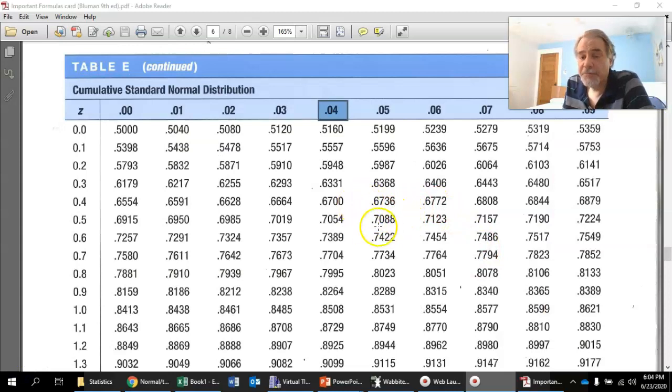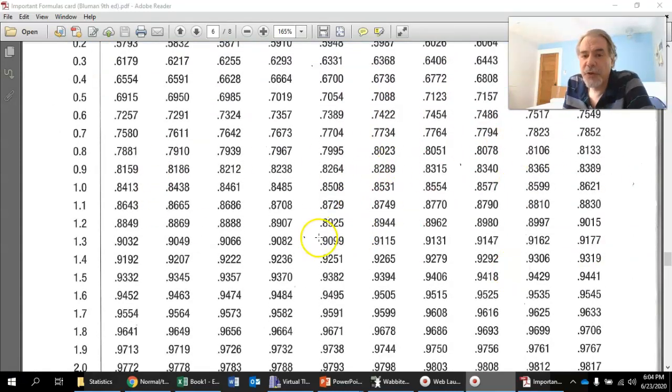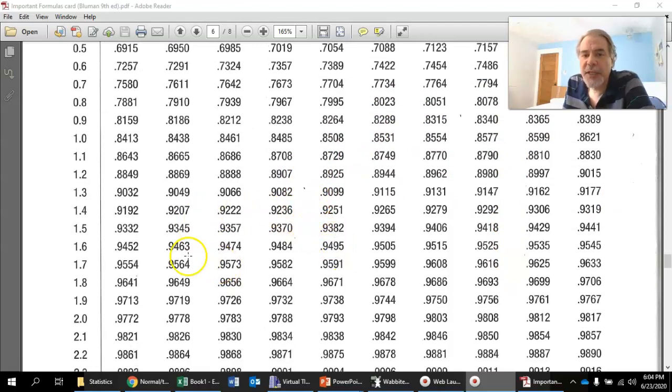So here I am on the table. I'm looking in the middle here, these 4-digit areas, and I'm trying to find the closest thing I can to 0.915. Well, there's a 0.9115, 0.9137, or sorry, 0.9131, 0.9147, 0.9162. I didn't find 0.915 exactly, but it would be somewhere between these two numbers. 0.915 would be somewhere between 0.9147 and 0.9162.